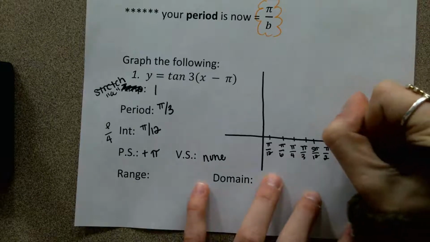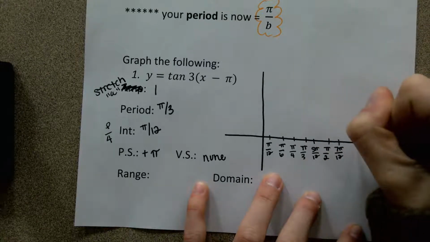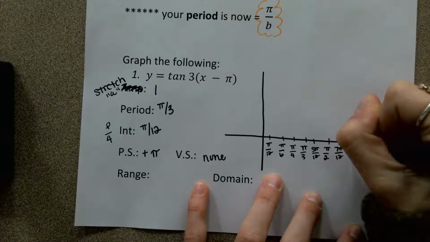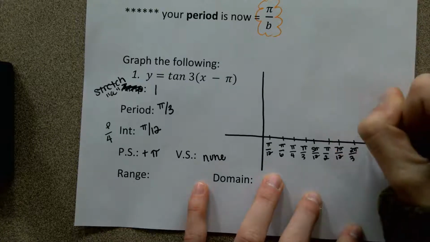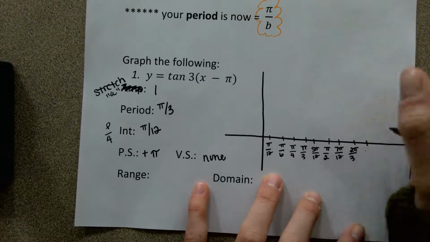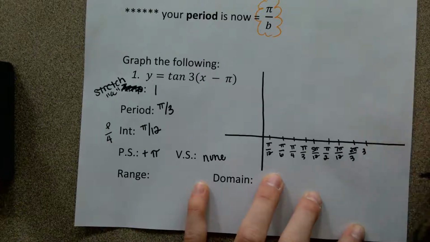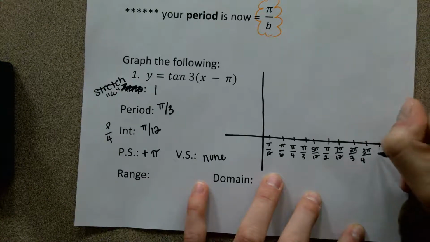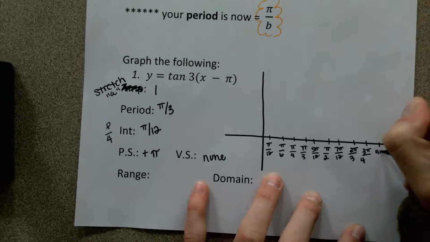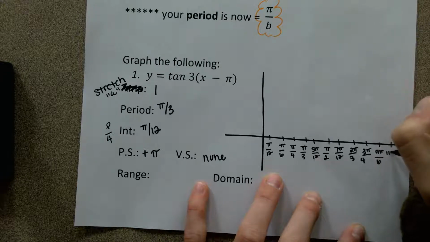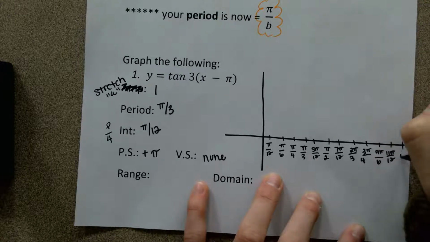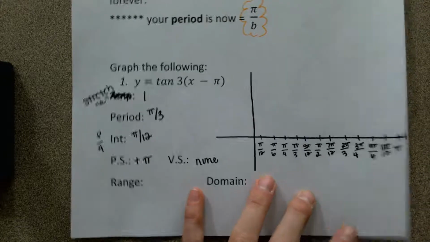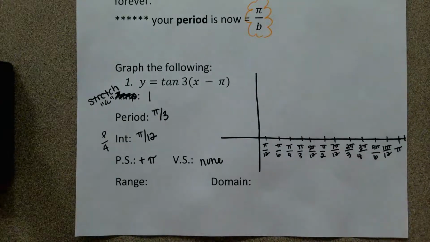7 pi over 12. 8 pi over 12, or 2 pi over 3, 9 pi over 12, or 3 pi over 4, 10 pi over 12, 5 pi over 6, 11 pi over 12, and pi. Jeez. All right, almost off the paper there. Anyways, so here's my graph.